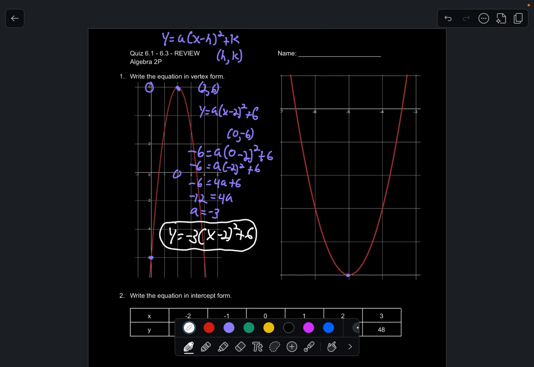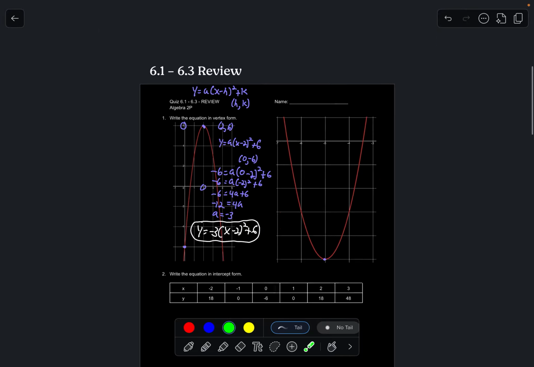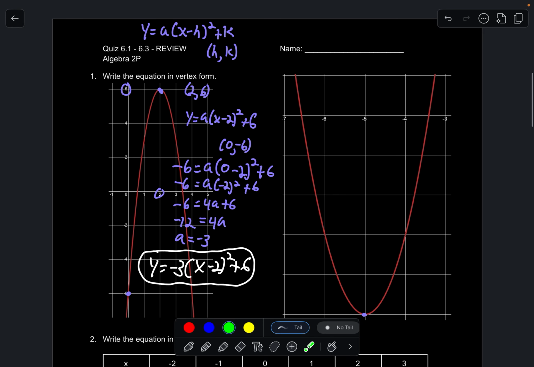Notice a is negative, which it should be because, remember, if a is negative, it should be a sad graph. And you can see this is indeed a sad graph. And now that you know it's -3, you know that if you go over 1, you should go down 3. Well, here's 2. The scale is by 2. So here's 2, 3. So it works. Okay, now we could do the same thing for the second one.